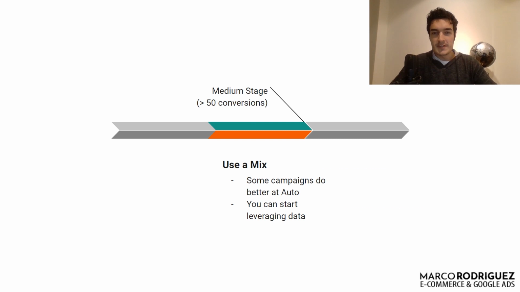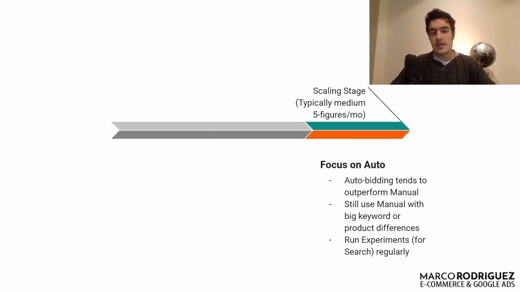And then we have the third stage, the scaling stage, typically at medium five figures a month, sometimes also early five figures, like 15, 20K. Here you should generally focus more on auto, because auto bidding tends to outperform manual with sufficient data. You can still use manual with big keyword or product differences. So if you have one campaign where you know that a product is a bestseller and you want to give it a higher bid than others, then it still makes sense to use manual to reflect that. I mean, you could technically also create a custom campaign only for that product, but still this can make sense.